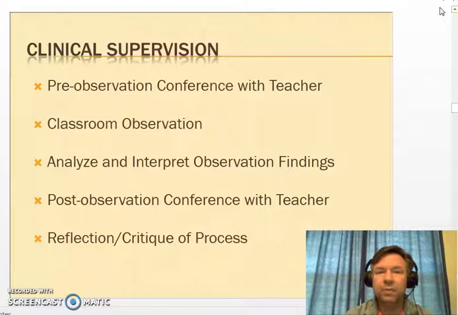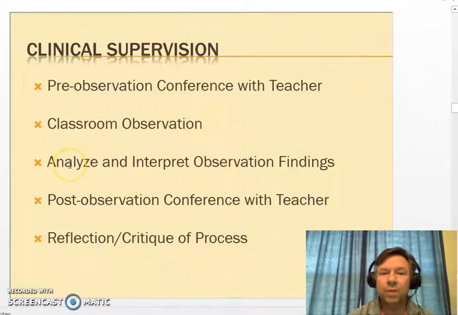The clinical supervision model is what you're actually following in both follow-up 2 and follow-up 3, and the components are listed here, and you can look up information in the Glickman text in, I think, chapter 13. So you're going to follow this model. You want to have a pre-observation conference first with the teacher, which takes place before you observe. Then you conduct your classroom observation, and in follow-up 3, you're going to be observing for the entire classroom time.